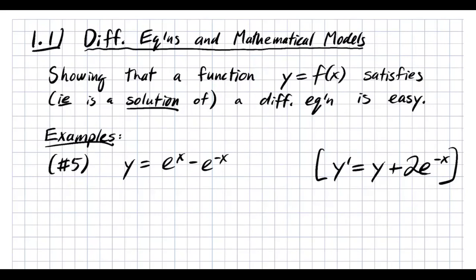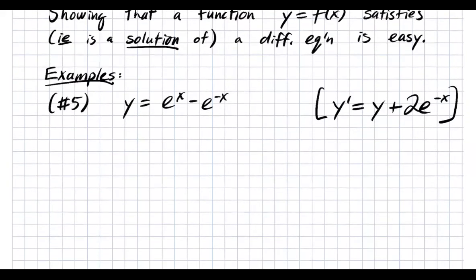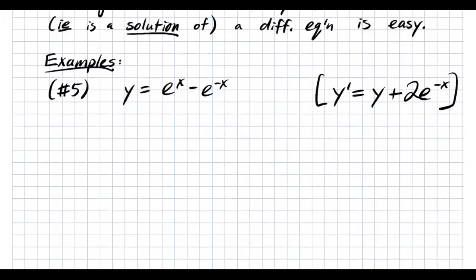So example number 1. This is actually exercise 5 from the 1.1 problems. So how do we show that this function y of x, so y is the dependent variable and x is the independent variable. So y is a function of x. So when we change the value of x, it changes the value of y. So let's look at how we can show that it satisfies this differential equation on the right-hand side.